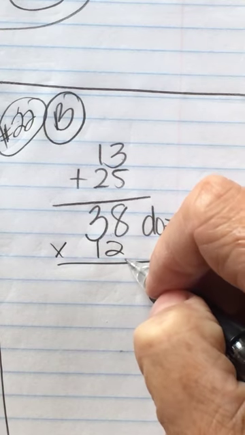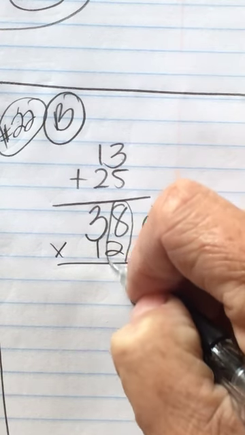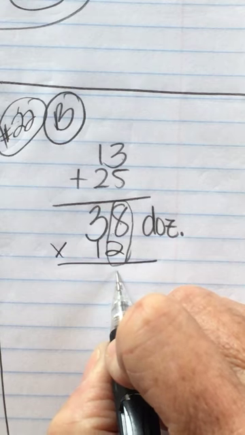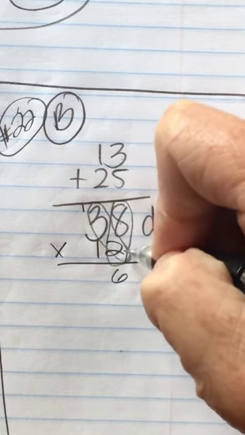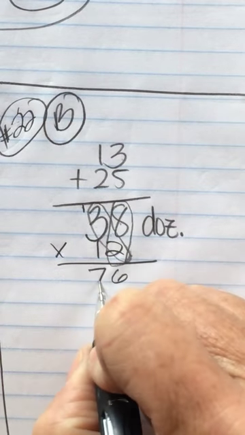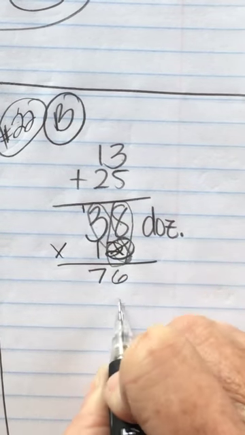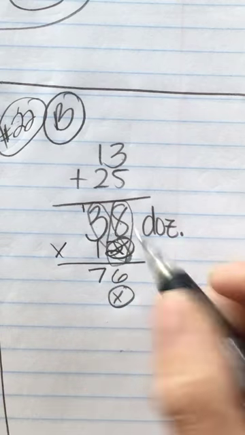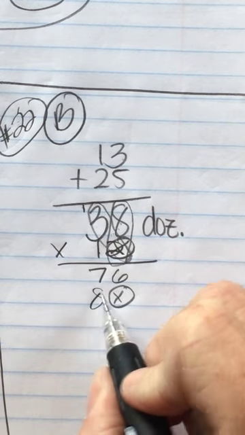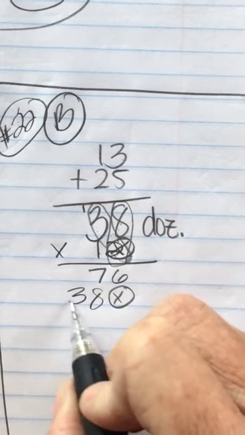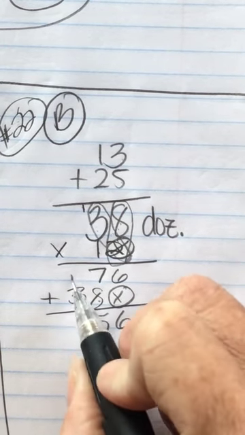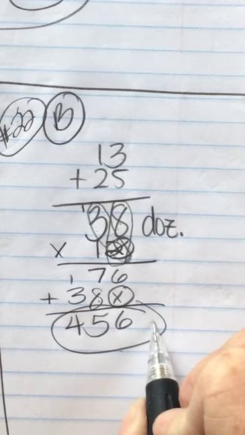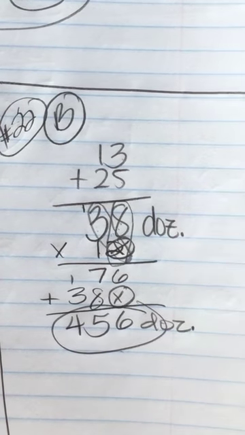Excuse me. I'm going to use the regular algorithm. 2 times 8 is 16, carry the 1. 2 times 3 is 6, plus 1 is 7. I'm done with that 2. I'm going to make it a 0. 1 times 8 is 8, and 1 times 3 is 3. 6, 15, 456 dozen is the actual total.